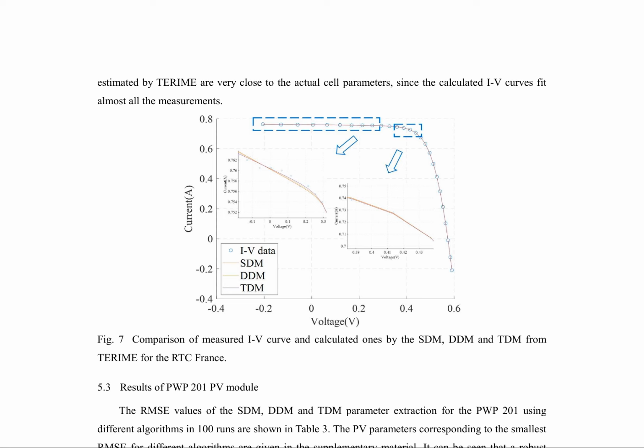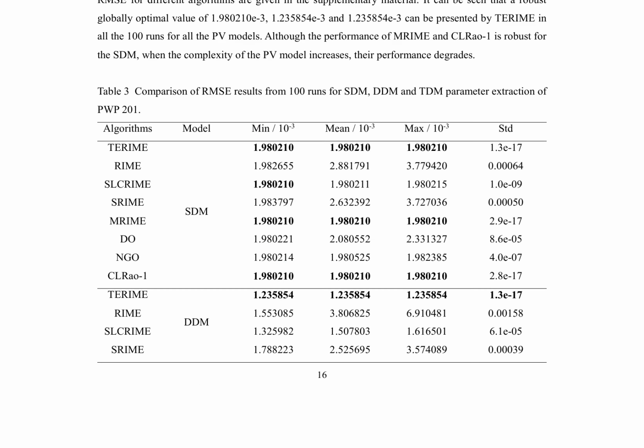Notably, TERIME consistently yields robust globally optimal values across all 100 runs for all PV models, with RMSE values of 1.980210 times 10 to the power of -3, 1.235854 times 10 to the power of -3, and 1.235854 times 10 to the power of -3, respectively.